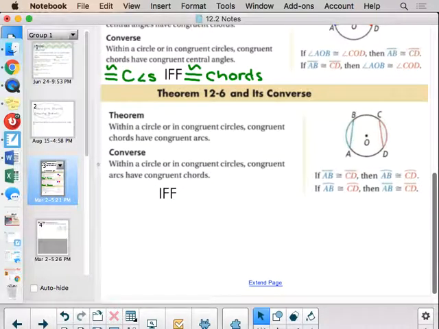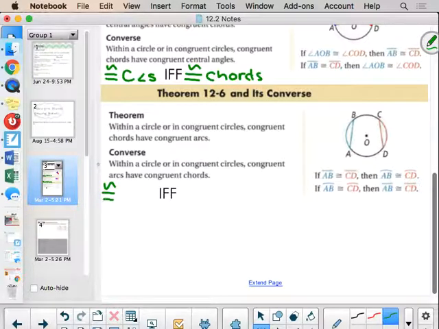It talks about the fact that if I have congruent arcs, then I have congruent chords, or if I have congruent chords, then I have congruent arcs. Okay? Ultimately it stems back down to the fact that because I have congruent central angles, I have congruent arcs. And if I have congruent arcs, then I have to have congruent chords. Okay? So if I write this as a biconditional, we have congruent chords if and only if we have congruent arcs.